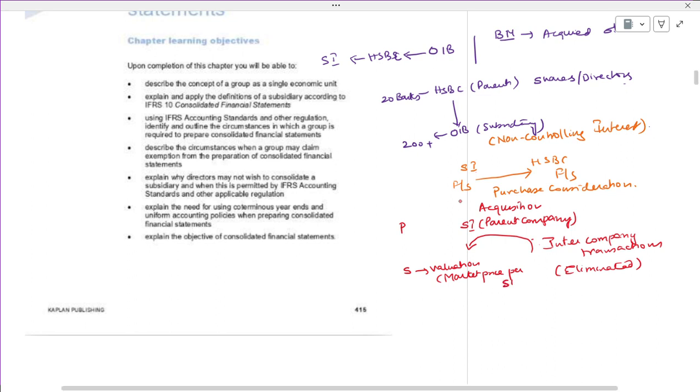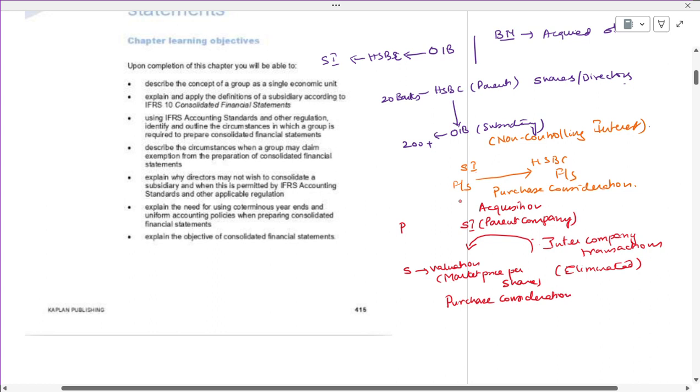Market price per share. They will negotiate. They will have all the procedures. Now, when they are talking about the market price, definitely what will happen? They will take into consideration the market price as such. That is the purchase consideration.